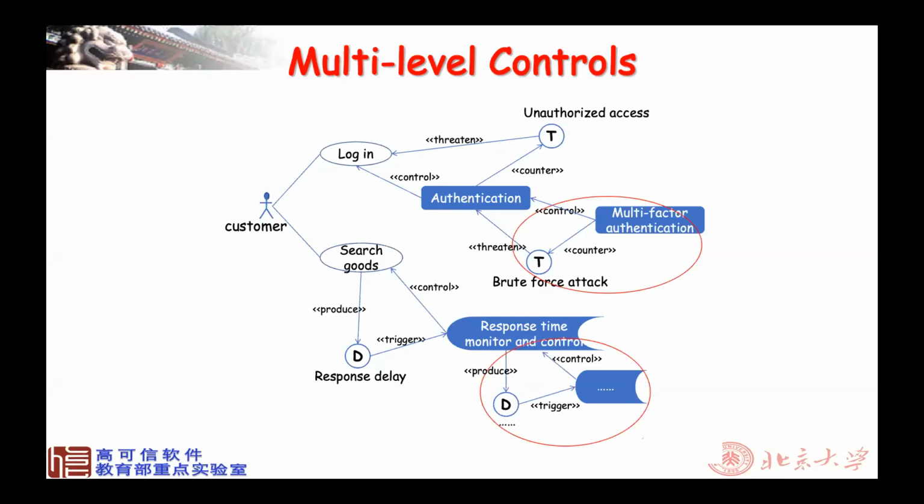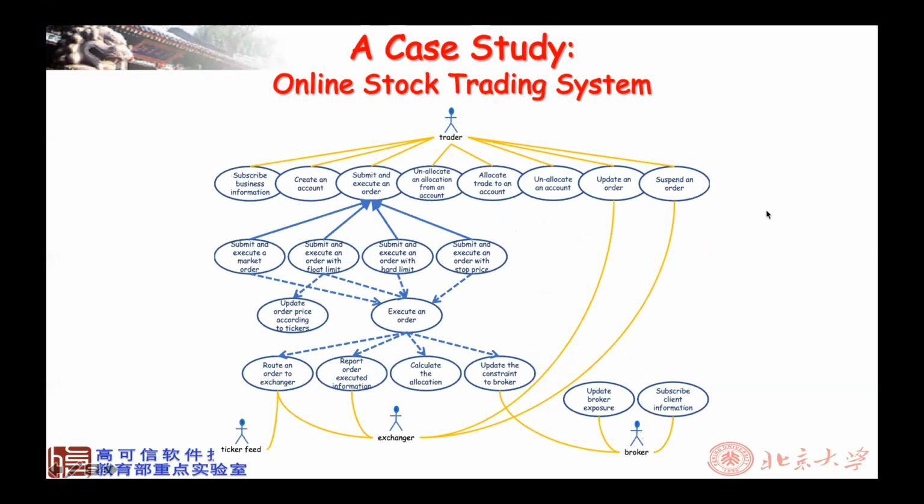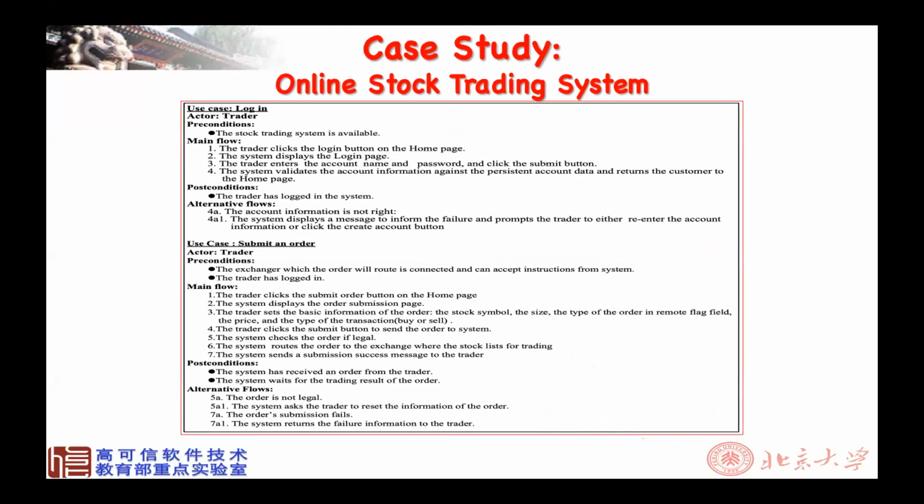In this, we can show a more complete example. For example, this is an online stock trading system. They have lots of use cases here, and sub use cases, and different kinds of actors. This is just a case study on the online stock trading system. You can do that by yourself. This is just the use cases and the relationship between use cases, and here we can choose one or two use cases to show.